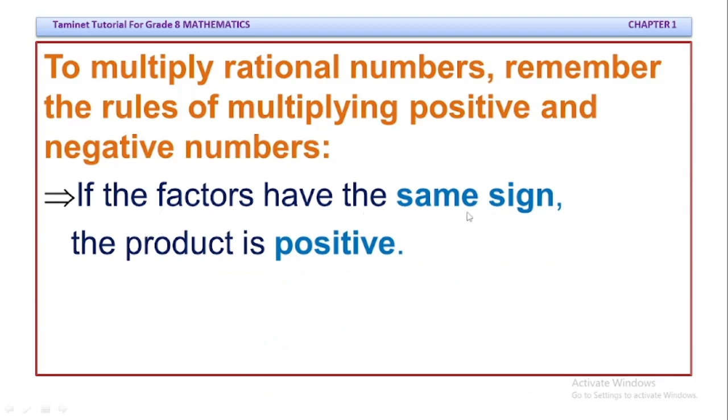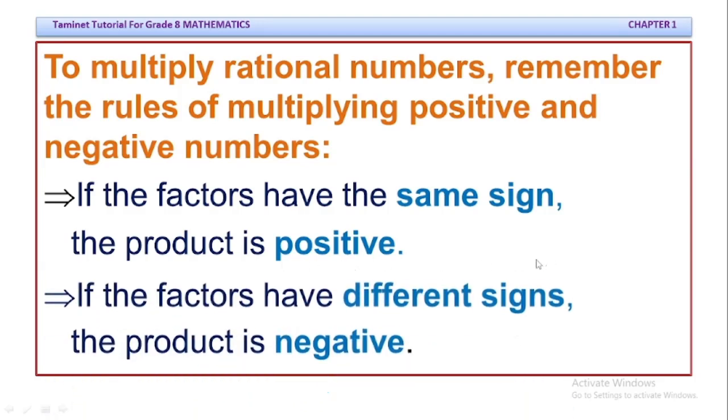If the factors have the same sign, for example positive or negative, so the product is always positive. Now this statement is only used for two factors. If two factors have the same sign, negative or positive, the sign of the product is always positive.